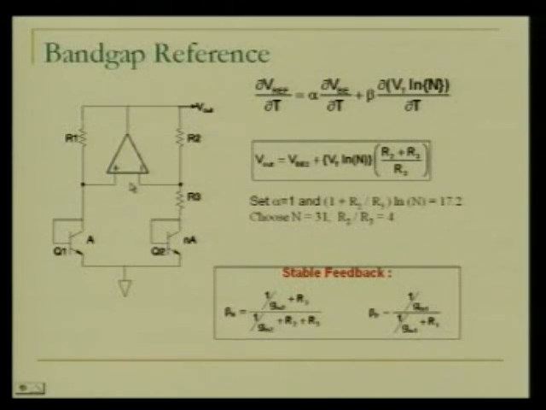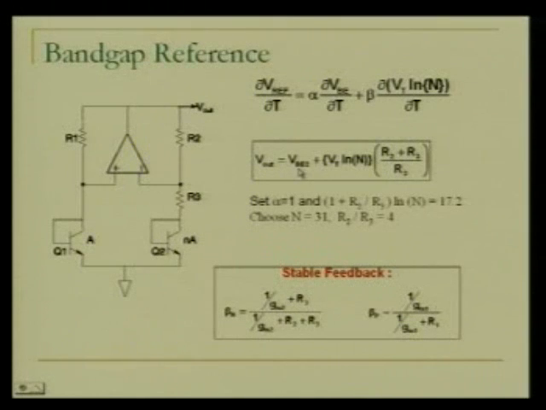This op amp, if it satisfies all those op amp characteristics like high gain, high input impedance, low output impedance, and small offset, then we can assume that the voltage at this node and the voltage at this node are equal. And the output of this voltage, mind, this is not the supply. Supply is applied to the operational amplifier. This is the output.